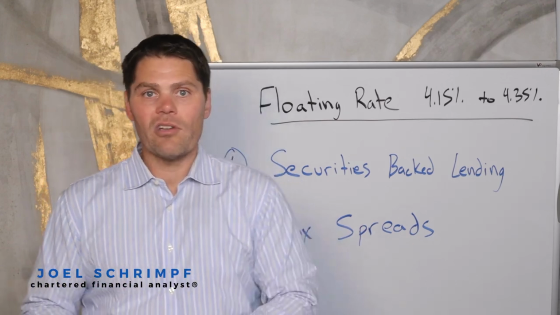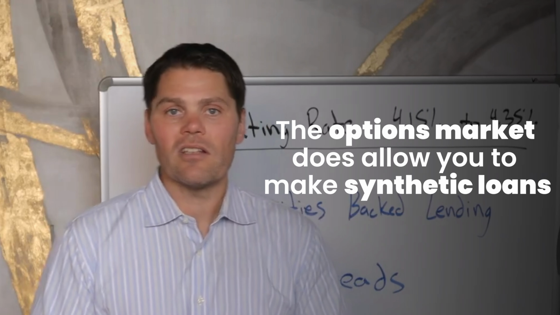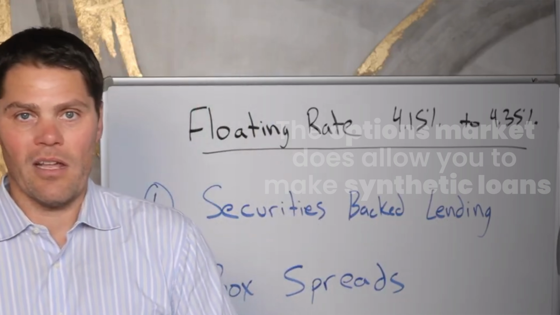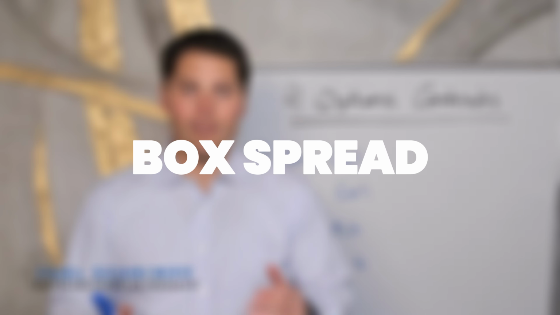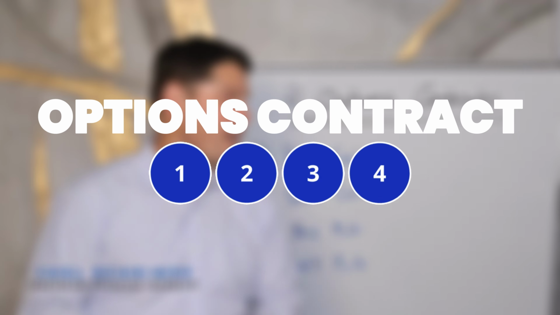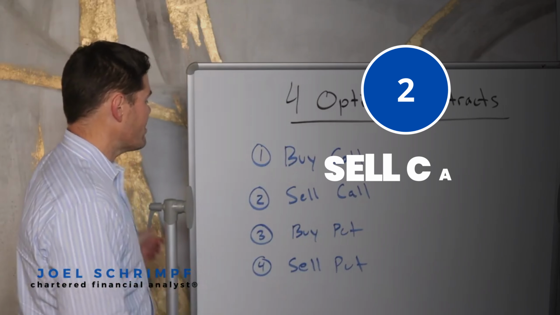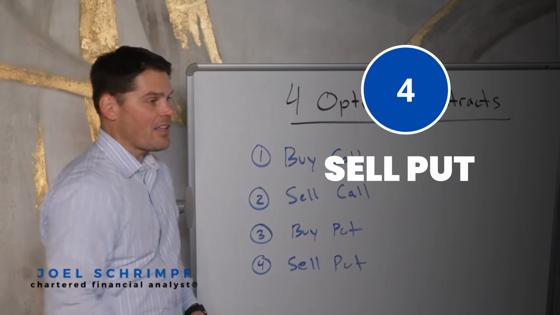And I've talked in a lot of other videos about how options work. The options market does allow you to make synthetic loans. And I'm going to start off at a high level on how it works. In this box spread, you have 4 different options contracts. You're buying a call, selling a call, buying a put, and selling a put.